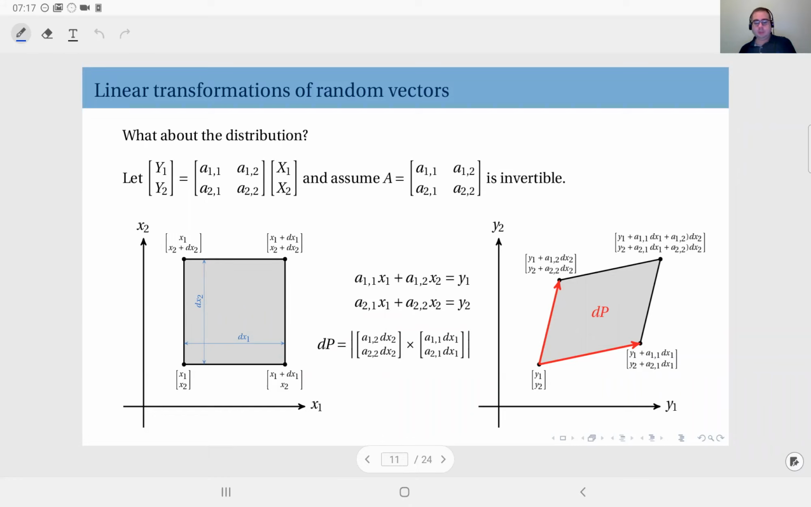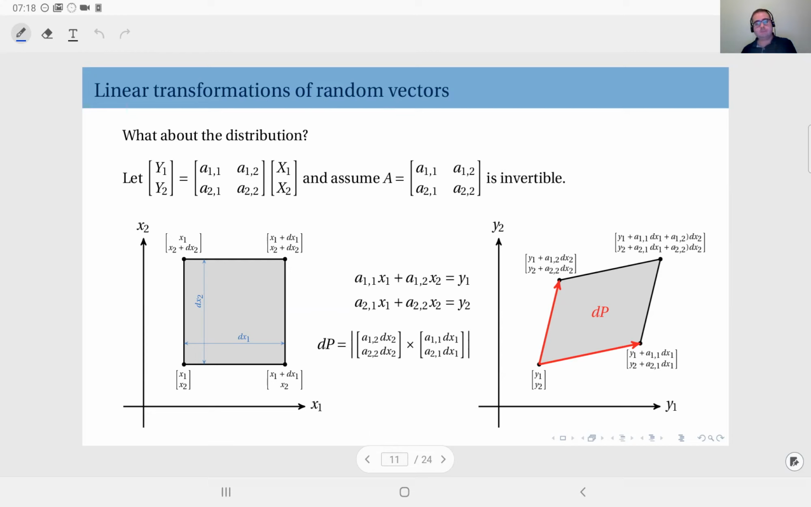Again, we are obviously assuming we have a linear transformation, so random vector y is equal to some matrix A times random vector x. For simplicity, we will just consider the case where y and x are of dimension 2, and the transformation matrix A therefore is a 2 by 2 square matrix, and we will assume it's invertible.